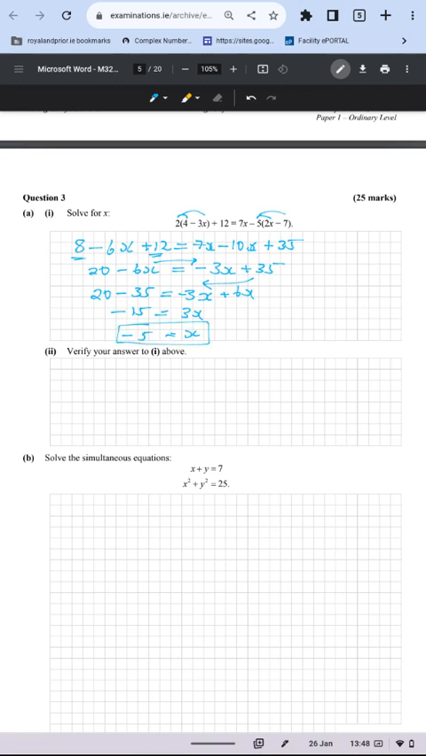Then it says verify your answer. To verify your answer, you're just going to sub it in. Now, you could sub it in ideally to that top line. It's just too many brackets going on for me there. I'm going to sub it into this line here. So 8 minus 6 times minus 5 plus 12 is equal to 7 times minus 5 minus 10 times minus 5 plus 35. And we should get one side equal to the other.